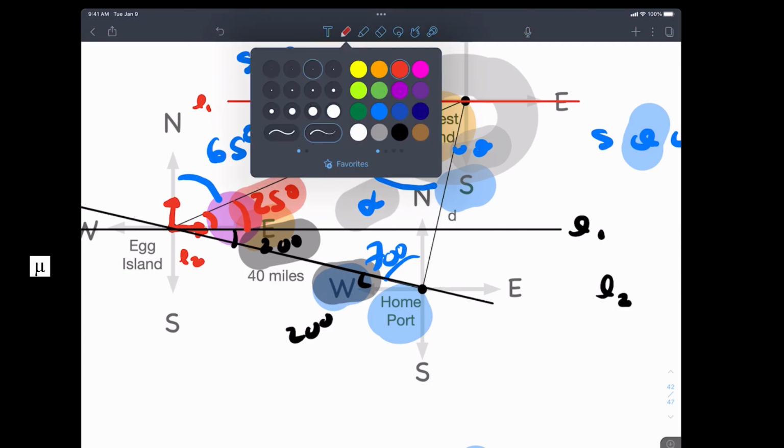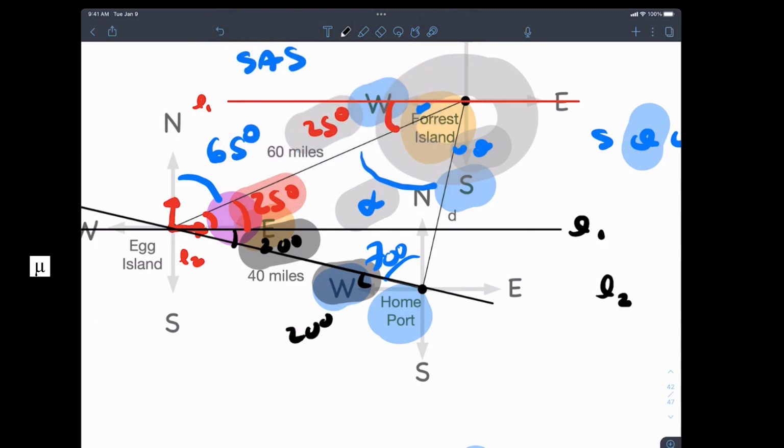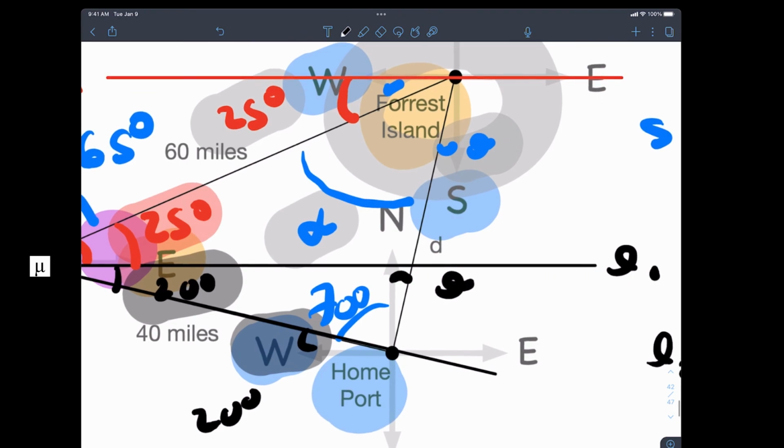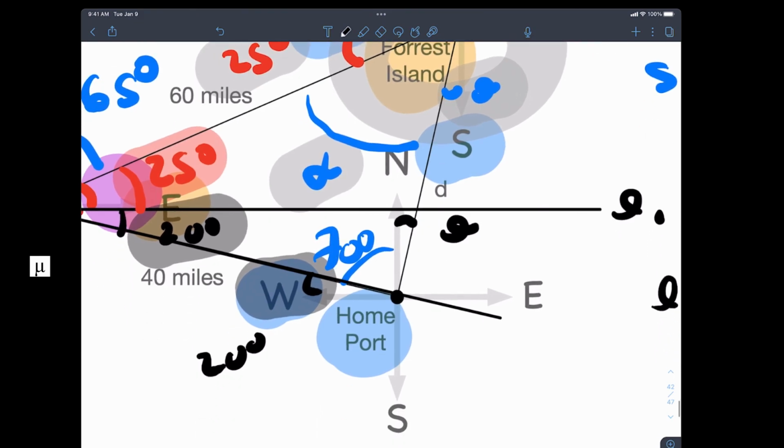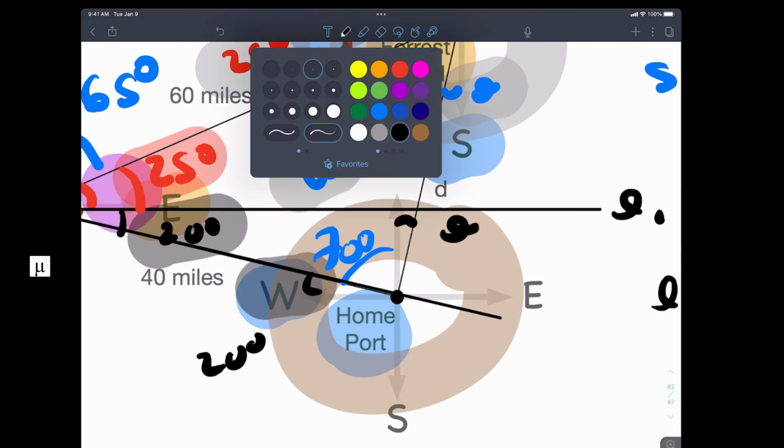Here's what I was thinking. You see this here? Isn't that also theta? That's theta as well. Is that right? Just to give you guys an alternate approach. So if you found this angle, the home port angle, call that beta. Okay?